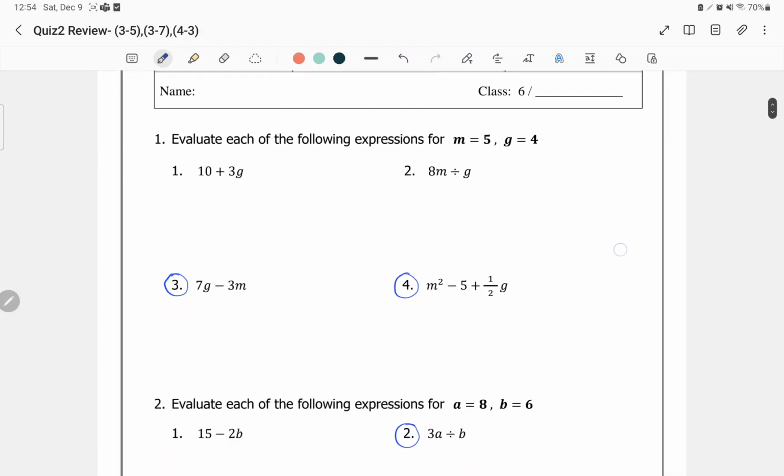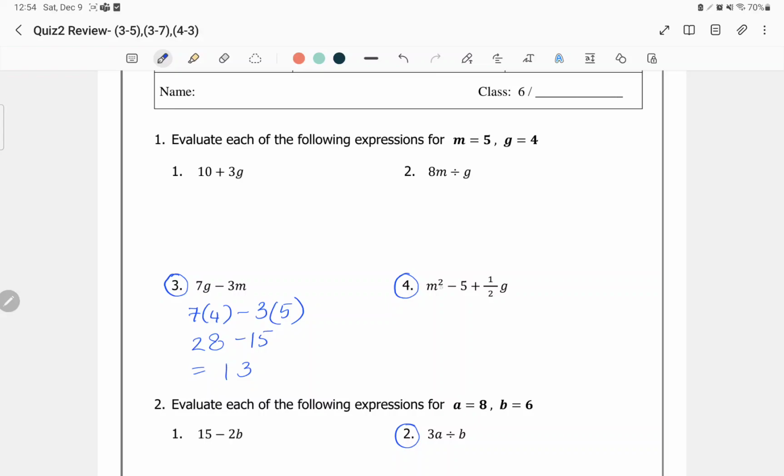Let's start. In question 1, it's given: evaluate each of the following expressions for m equals 5 and g equals 4. Now you have 7g minus 3m. You know g is 4, so you write the value of g as 4, minus 3, and m is 5. So 7 times 4 is 28, minus 15. The answer is 13.